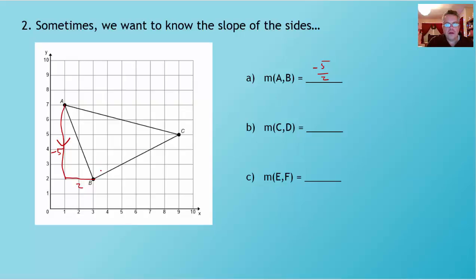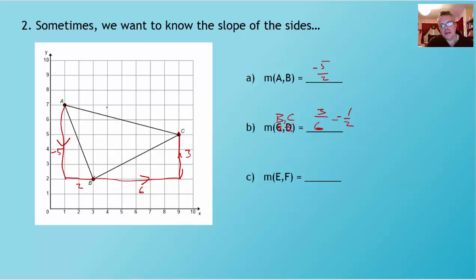I don't see C and D. That's kind of a mess up here. So we're going to go from B to C. From B to C, I'm going to go to the right and then up the best I can. Okay, so to the right, that was 1, 2, 3, 4, 5, 6. The run was 6, and then I went up. The rise is 3. Rise divided by run would be 3 over 6, which is a half.